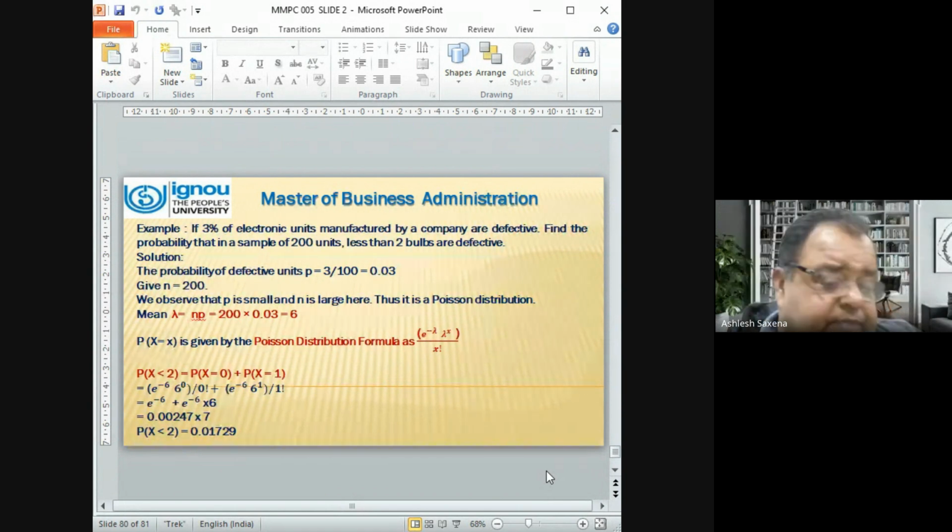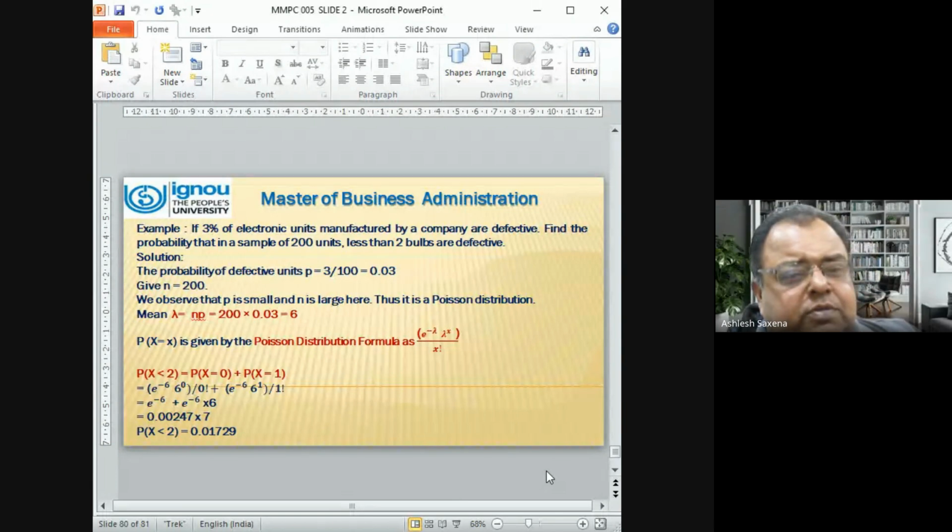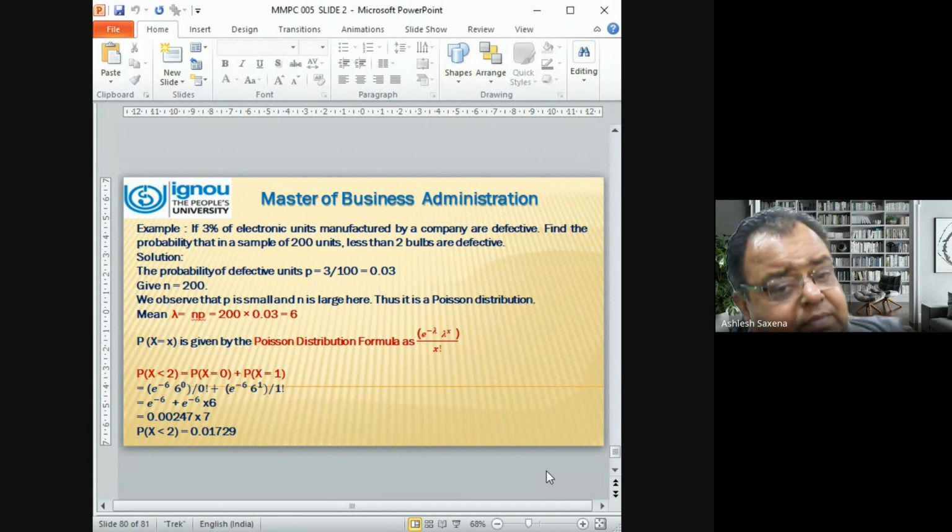So we have to apply the formula of e raised to the power minus lambda into lambda power r upon r factorial, or here we have taken x. Now the last part of the problem. We have to find the probability that in a sample of 200 units, less than 2 will be defective, which is 0.017229. This is the exact method by which this problem will be solved using Poisson distribution.